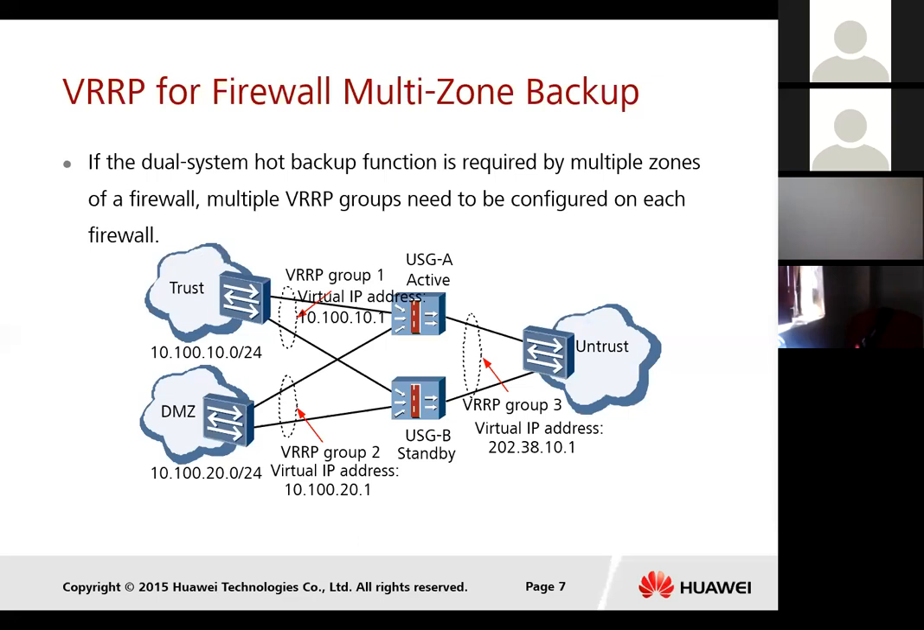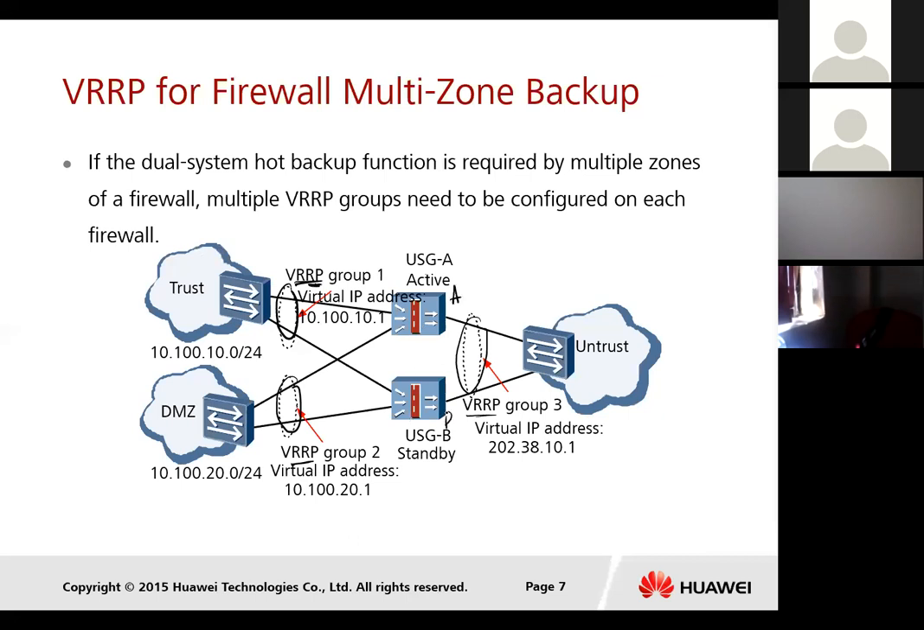But under a firewall, VRRP is a multi-zone backup. It's slightly different. This one is based on the zone. Under trust, one zone; DMZ, one zone; and untrust. So in this situation, I'm going to have a first VRRP, a second VRRP, and a third VRRP. It means that for every single zone, I need to connect to the two firewalls and perform a VRRP group for redundancy. All right, so this needs to be redundant, this needs to be redundant, and this needs to be redundant as well.